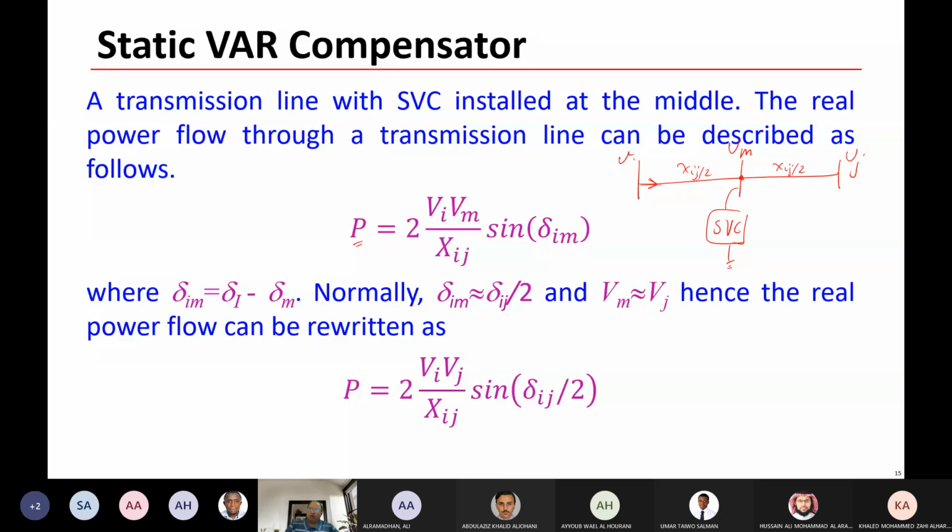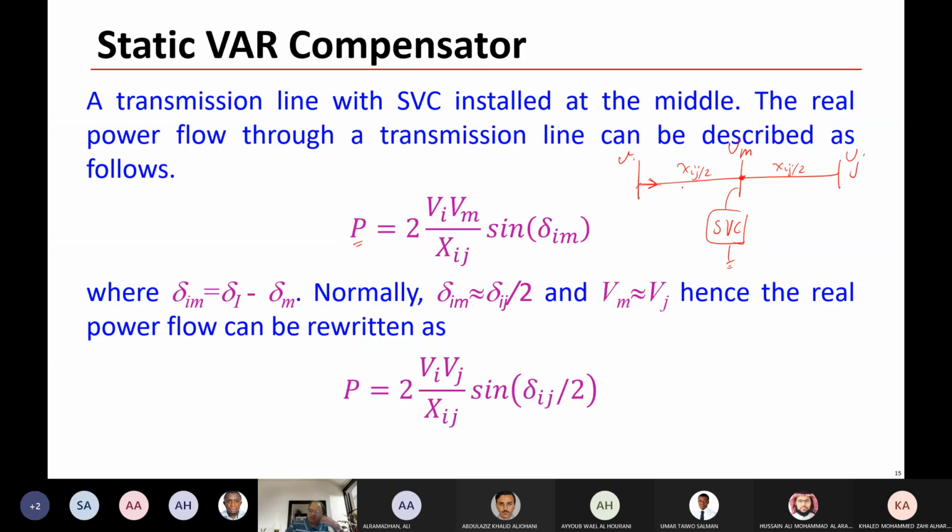So the power here equals VI VM over Xij over 2 sine the angle delta I and delta M. So this becomes 2 times VI VM over Xij sine delta IM. Delta IM equals delta I minus delta M. Normally, delta IM equals delta Ij over 2. Usually, the angle here is half of the angle difference here, and VM is approximately equal to VJ.